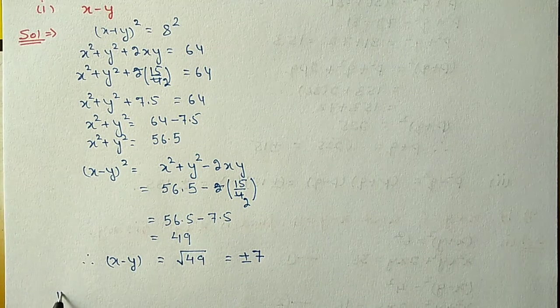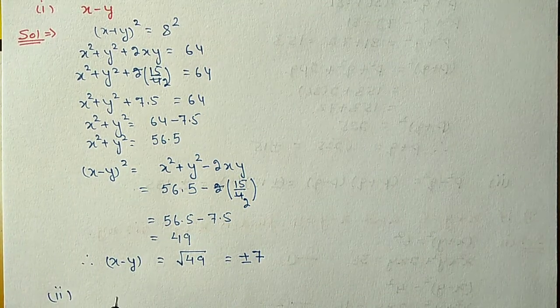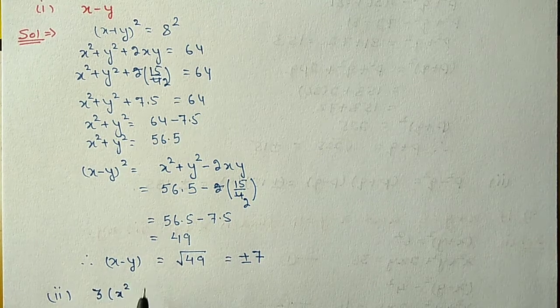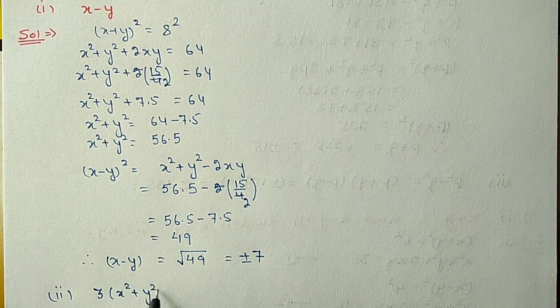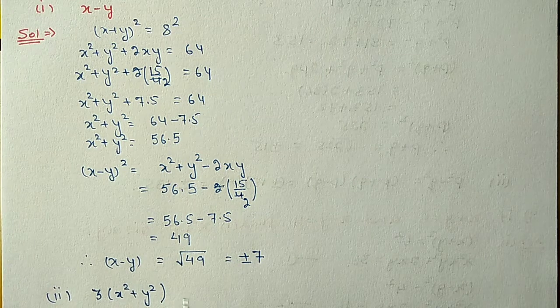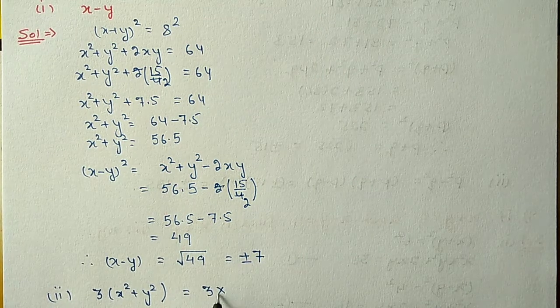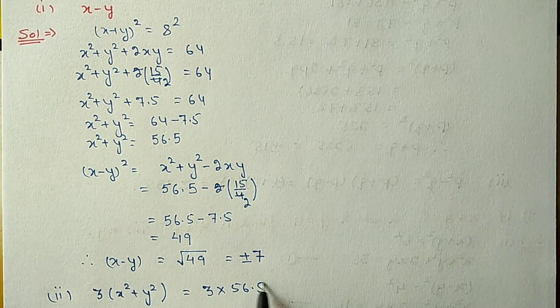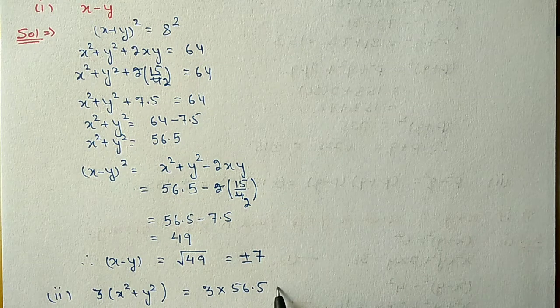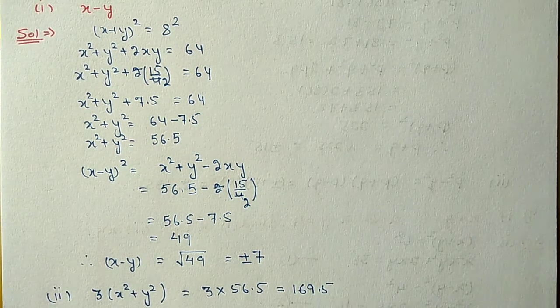Now the second part, we have to find out 3 times (x square plus y square). So already this value we have calculated, we just have to multiply with 3. So 3 into 56.5. After multiplication we will get 169.5.